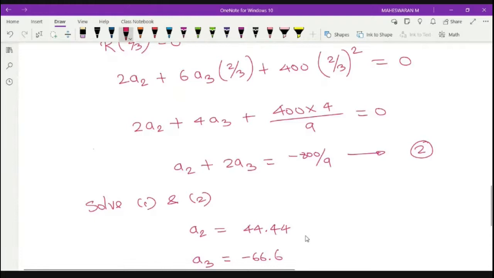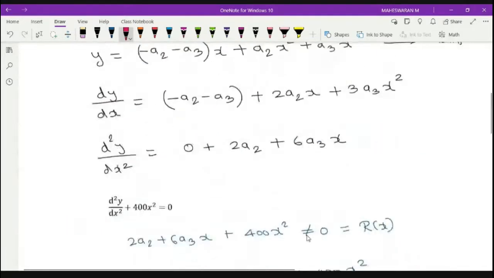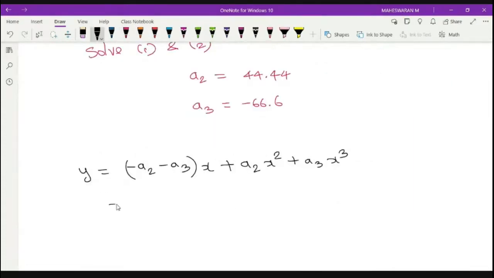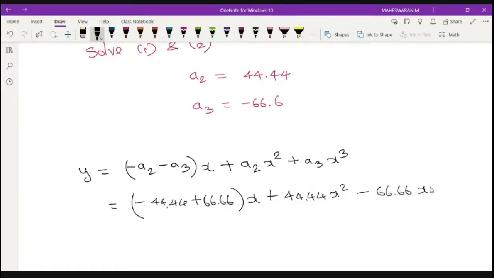So now I got these values. The only thing is I have to substitute in my trial function. This is my trial function, right? So you take the trial function. So what will you get? You'll get minus 44.44 plus 66.66 x, right? Minus, sorry, plus 44.44 x square minus 66.66 x cube, right?